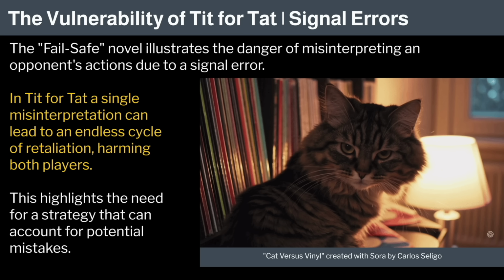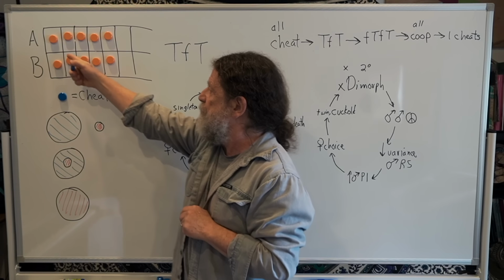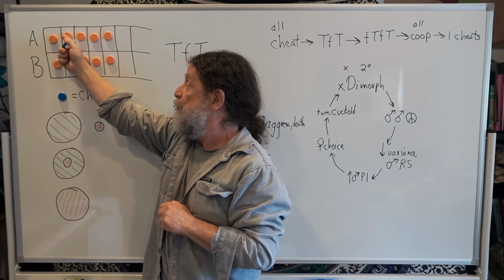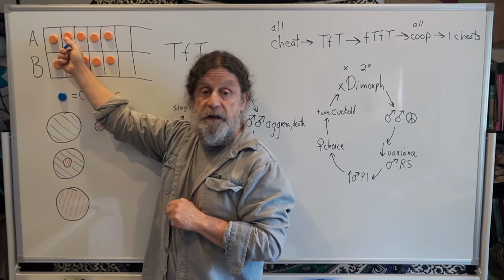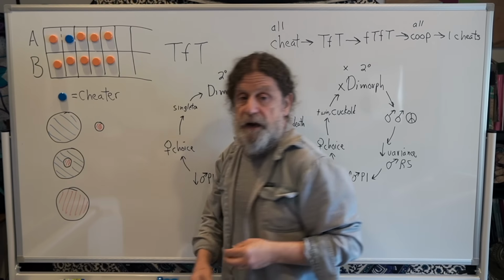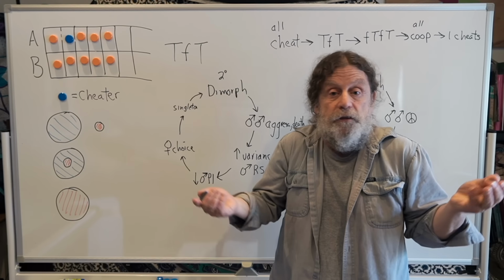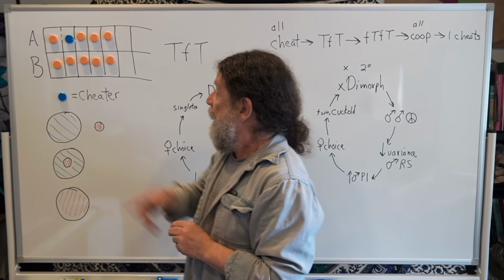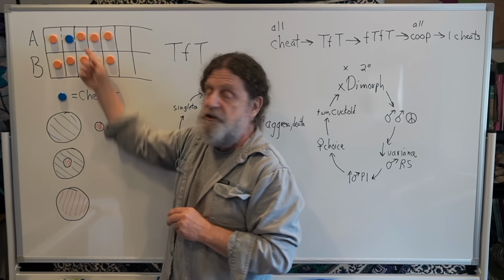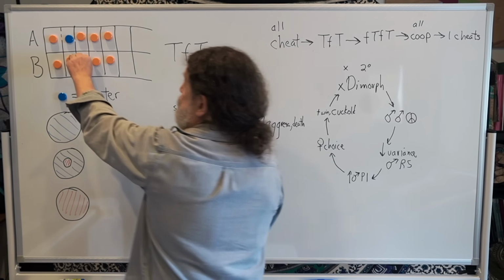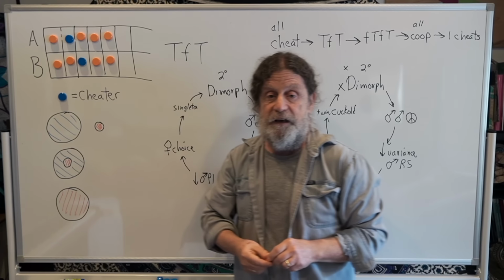Okay, so let's run wild here with these little magnetic discs. I cooperate in the first round, and there's a signal error in the second round. A cooperated, but somehow there's a glitch, and you get a message that they stabbed you in the back. There was imperfect communication. So you're B, and suddenly from out of nowhere, this son of a bitch stabs you in the back. And you say, oh yeah? Well, next round, I'm going to stab you back.